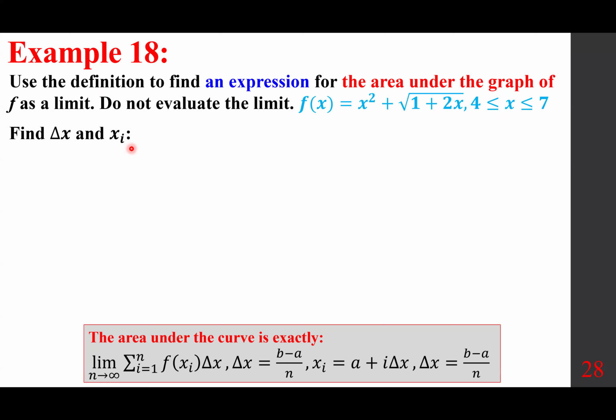Well, a is 4, b is 7, delta x is b minus a over n, 7 minus 4 over n, which makes it 3 over n.